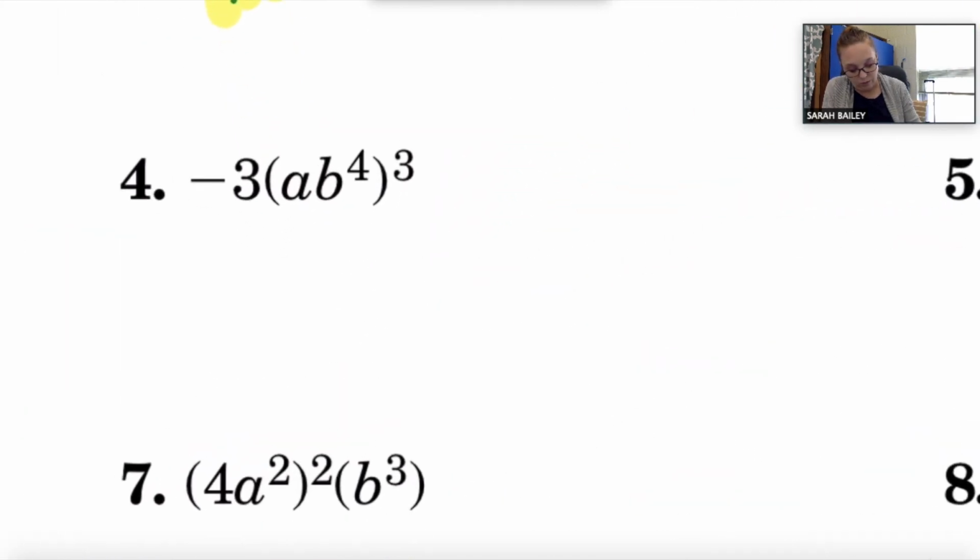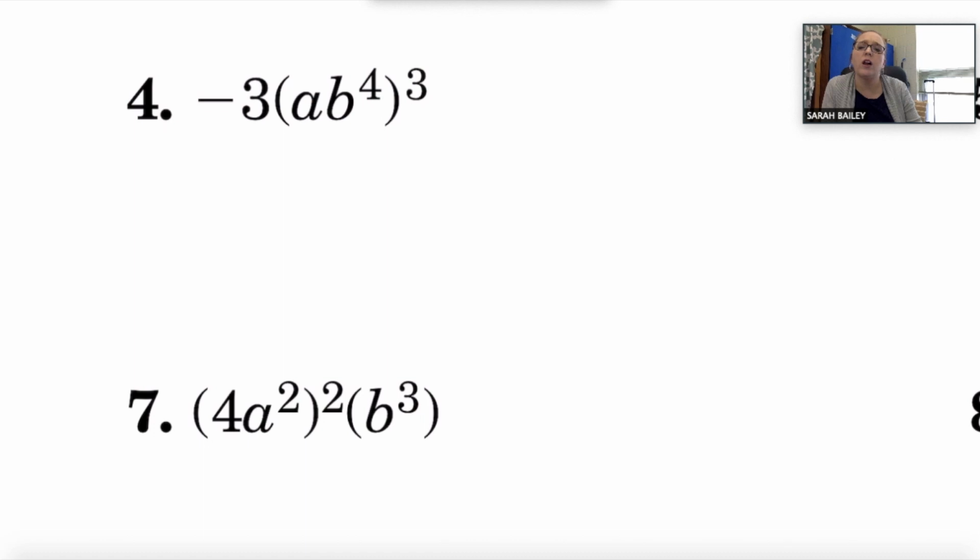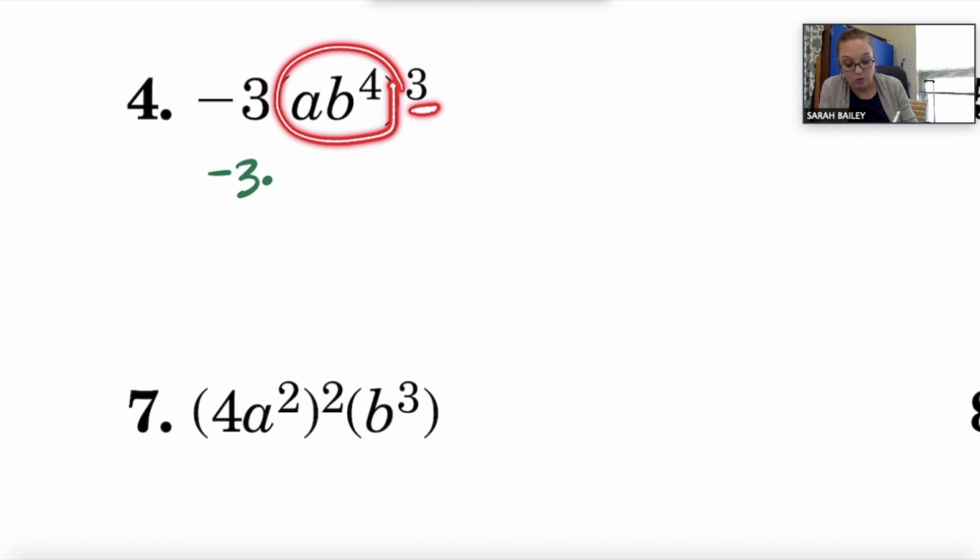Okay, let's look at number 4. This is where a lot of students get tripped up. That -3 is outside of the parentheses, so I'm going to just bring that down. But notice that the A B to the 4th is all being cubed, or taken to the 3rd power. So everything inside the parentheses is going to be taken to the 3rd power.